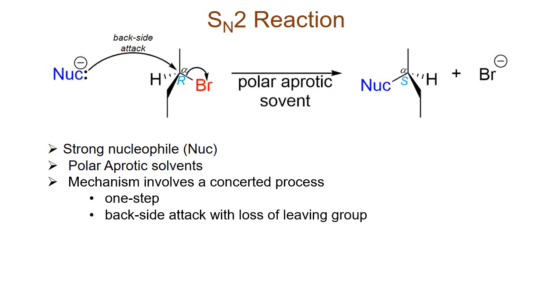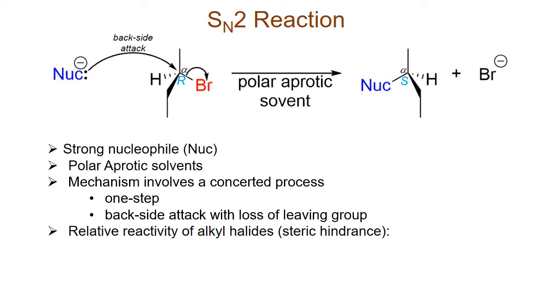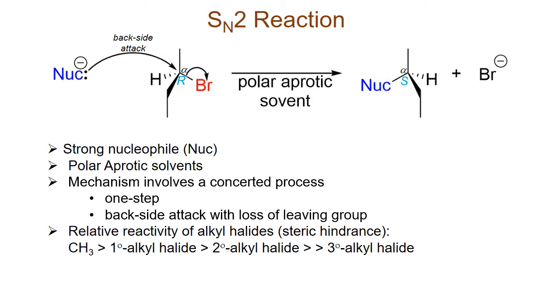of configuration. As far as the reactivity of alkyl halides is concerned, it is determined by steric hindrance at the alpha carbon. So the most reactive alkyl halide is a methyl halide, which exhibits the least amount of steric hindrance at the alpha carbon, and the reactivity decreases in the order of methyl to primary alkyl halides, then secondary alkyl halides, and tertiary alkyl halides, which exhibit the most steric hindrance at the alpha carbon, do not participate in this reaction.